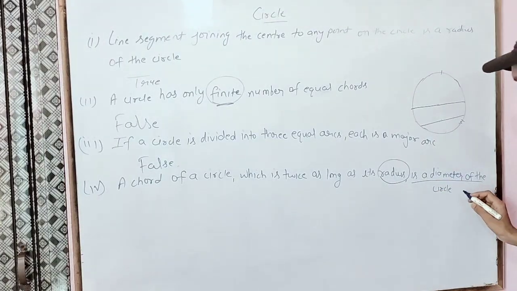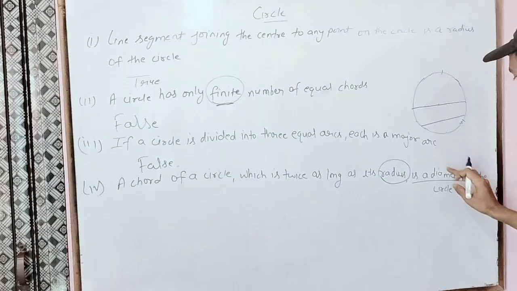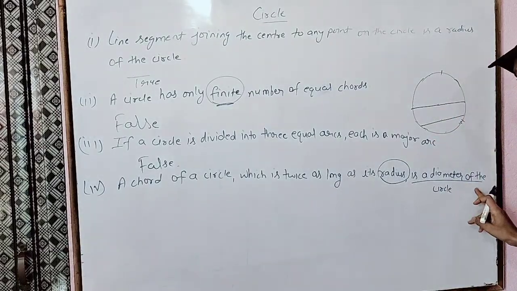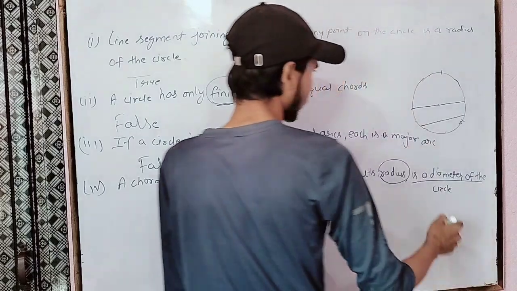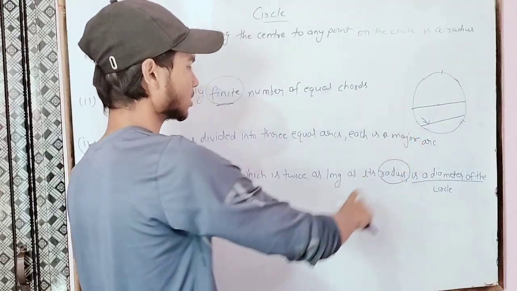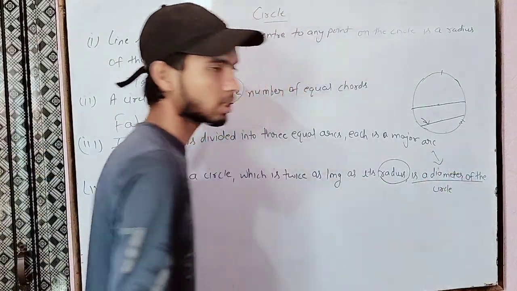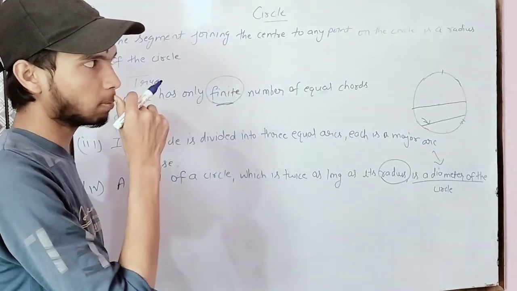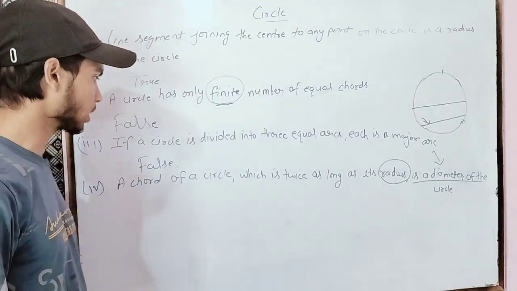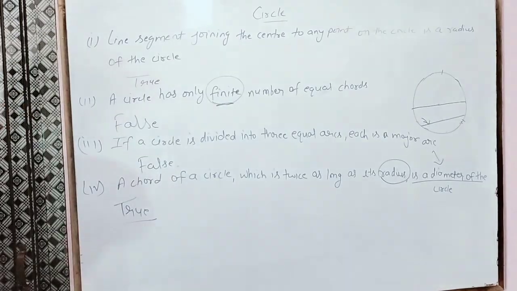The next sentence says there are two radii which are making a diameter of the circle. Yes, it's true. But when it comes to this chord, in this case the statement will be incorrect. But it is talking about a diameter of the circle, and a diameter is made by taking two radii. So it is true. I would say it is true, and I have given the reason.